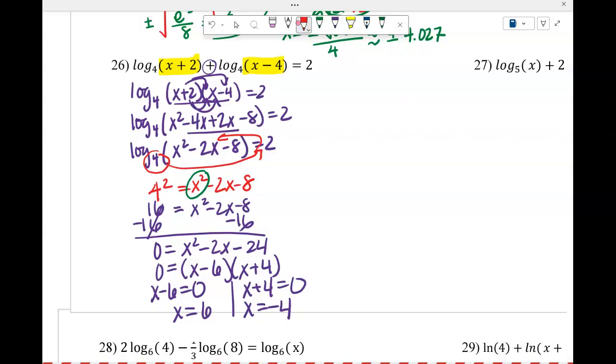So when x is 6, 6 plus 2 is going to be a positive 8, so I can keep that one right there. 6 minus 4 is positive 2, so 6 is going to work. Let's plug in negative 4. When x is negative 4, negative 4 plus 2 is negative 2. That is not going to work. So guys, we can only keep this one.